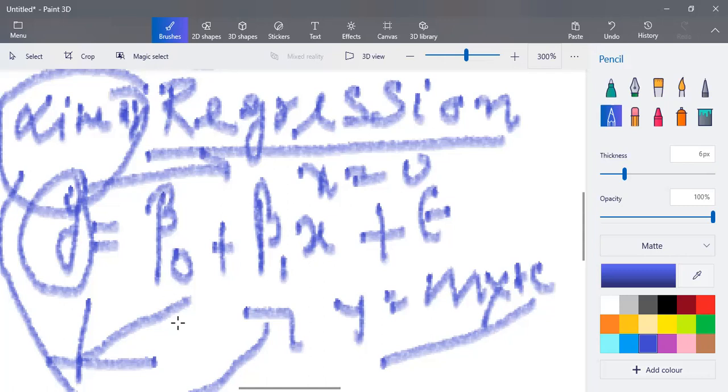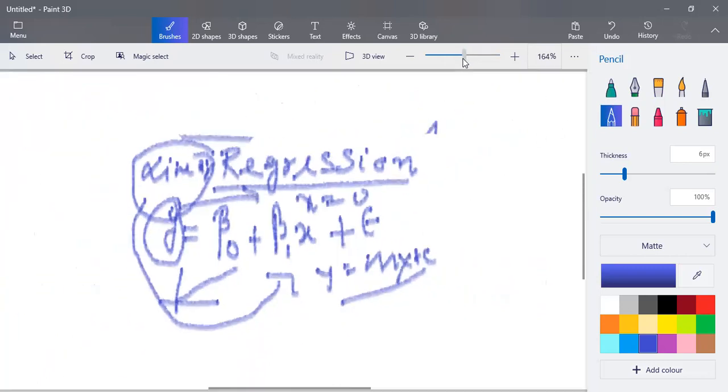So this beta 0 is basically an interception point of the y-axis, and beta 1 is basically the coefficient of x. So with the change of x, how much the y is changing, that is determined by beta 1, right?